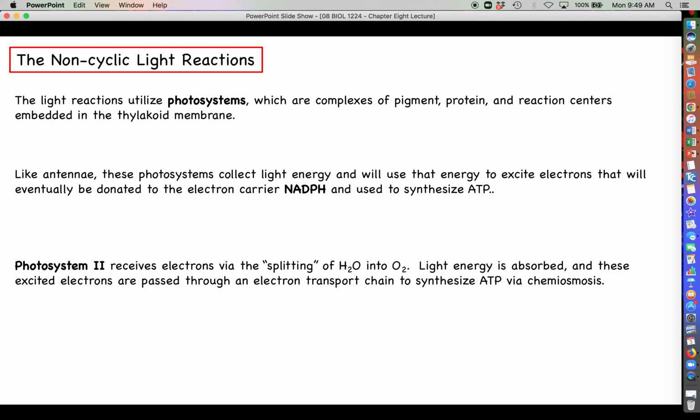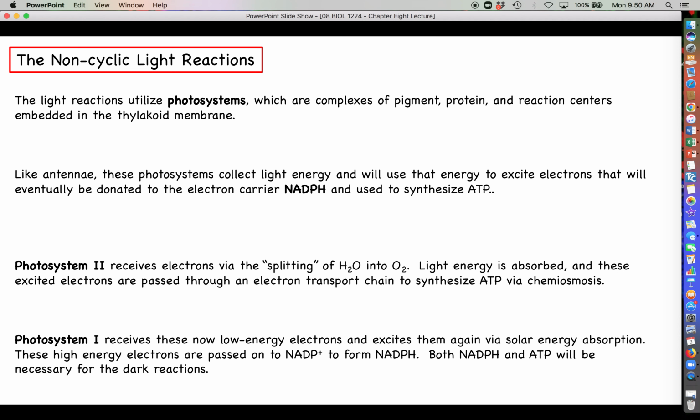So photosystem 2 is going to receive electrons from the splitting of water into oxygen. So water, again, is acting as our electron donor. Light energy is absorbed by the pigment that is in the photosystem, and then that energy is transferred to those electrons. They become excited, they take on a lot of energy, and then those electrons are passed through an electron transport chain in the thylakoid membrane, and we are going to use the hydrogen ion gradient that we make to synthesize ATP by chemiosmosis. Again, a concept we are already very familiar with.